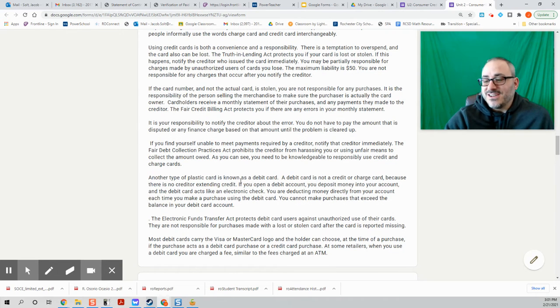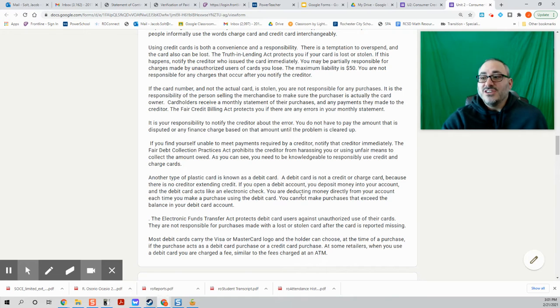There's another type of plastic card out there. It's known as a debit card. Maybe some people have these, right? A debit card is neither a credit nor a charge card because there is no creditor extending credit. If you open a debit account, you deposit money into your account. And the debit card acts kind of like an electronic check. Every time you make a payment, that amount is deducted directly from your account.